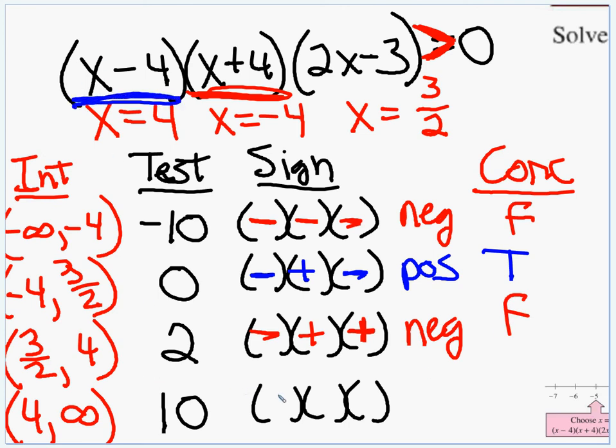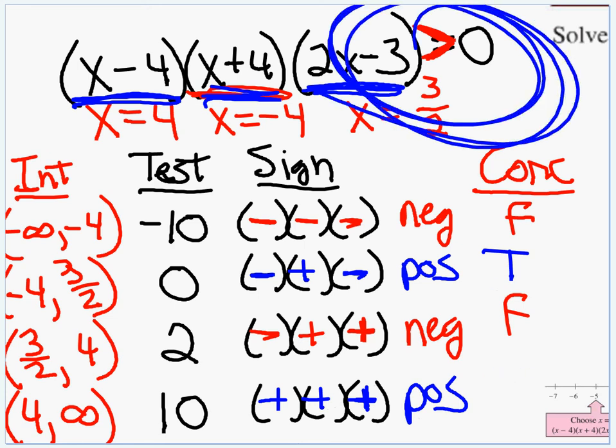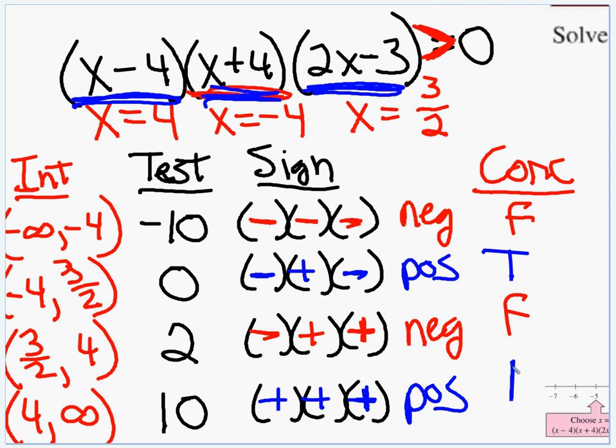Last up, 10. 10 minus 4 is positive. 10 plus 4 is also positive. 2 times 10 is 20, minus 3 is positive 17. Positive times positive times positive is positive. I'm absolutely positive of that. And are positive numbers greater than 0? Yes, they are. True.